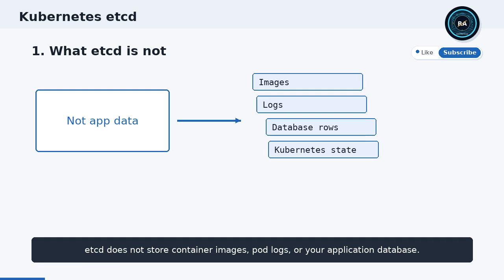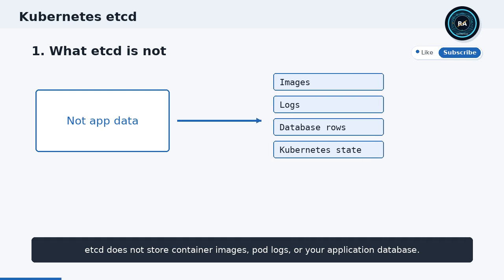etcd is not where your application data lives. It does not store container images, pod logs, or the rows inside your app database. It stores Kubernetes control plane data, objects, configuration, and state.